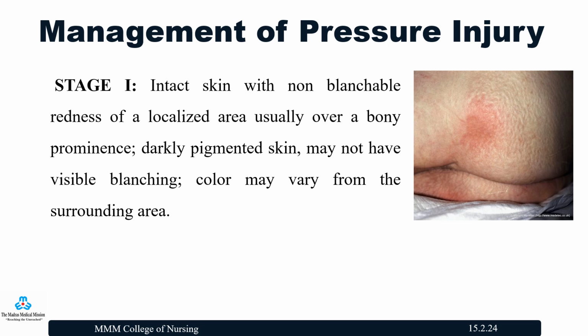Now coming to the management of the pressure injury. How to manage the pressure injury based on the stages. Already we have discussed the different types of stages, and based on the stages how the management can be given. In stage 1, there will be intact skin with non-blanchable redness of a localized area. Usually it can be present over a bony prominence, and the skin will be darkly pigmented, may not have any visible blanching, and the color may vary from the surrounding area.